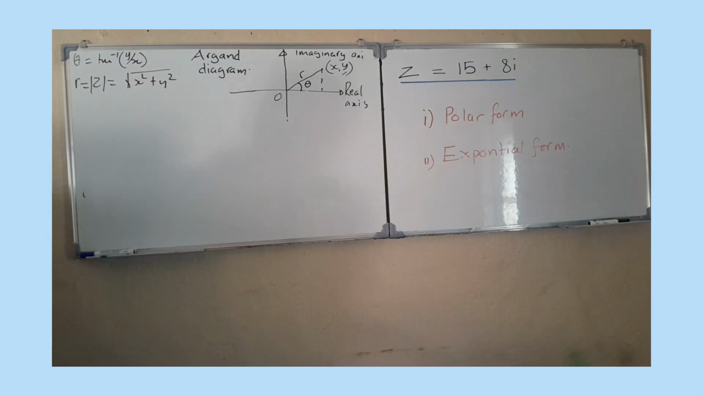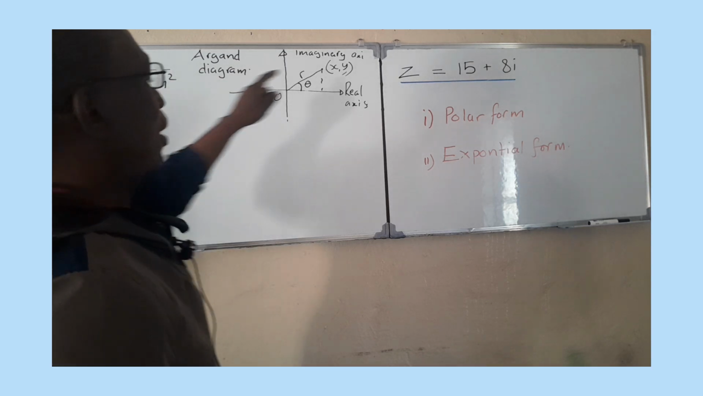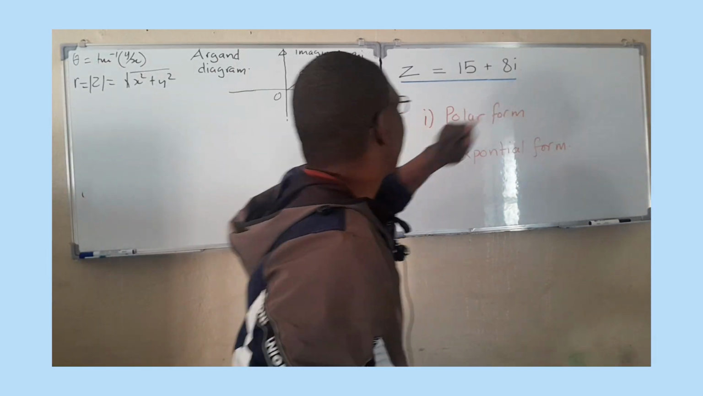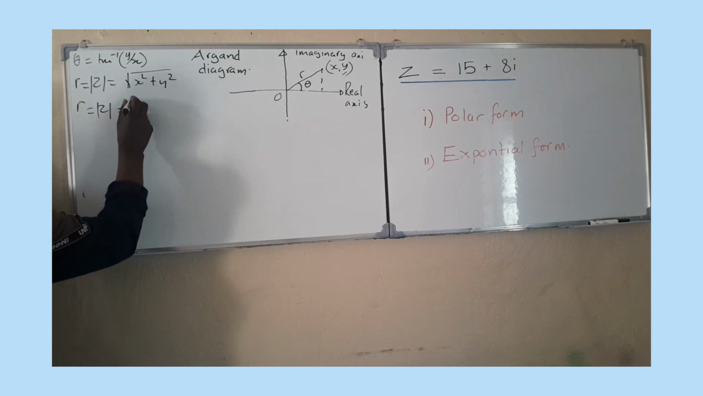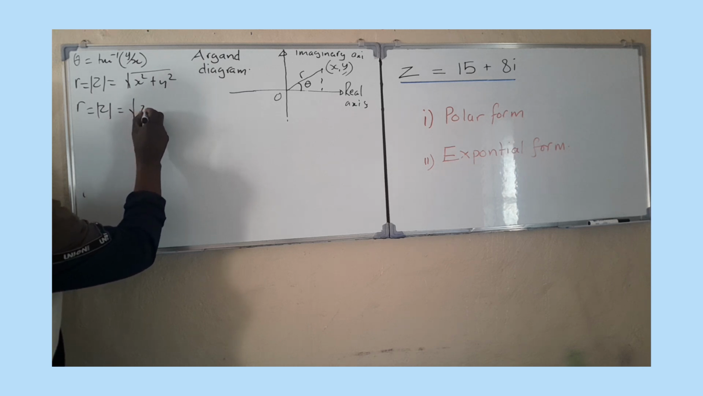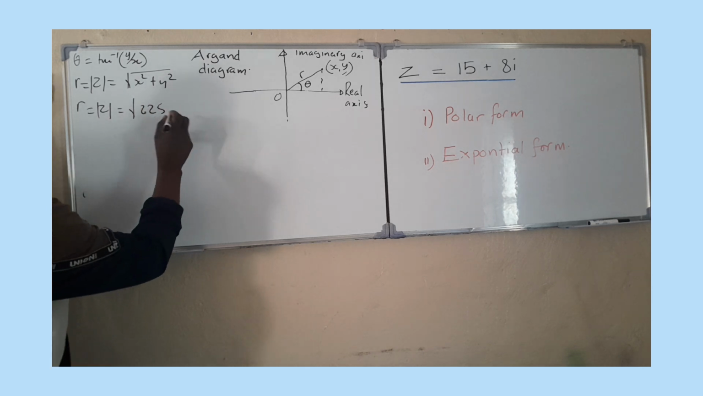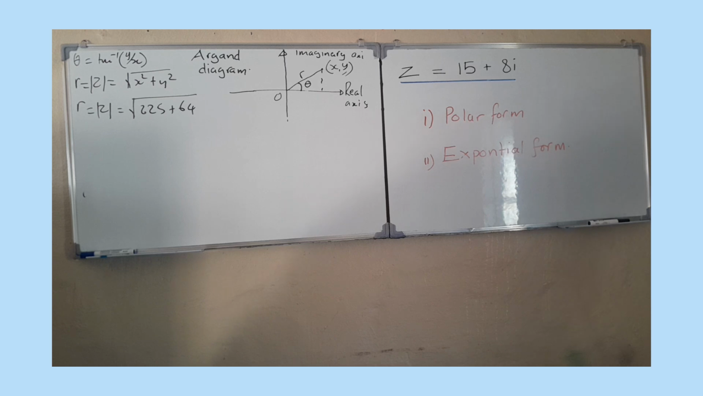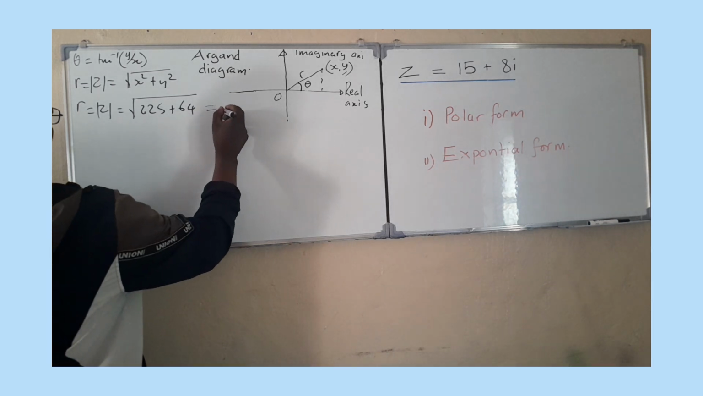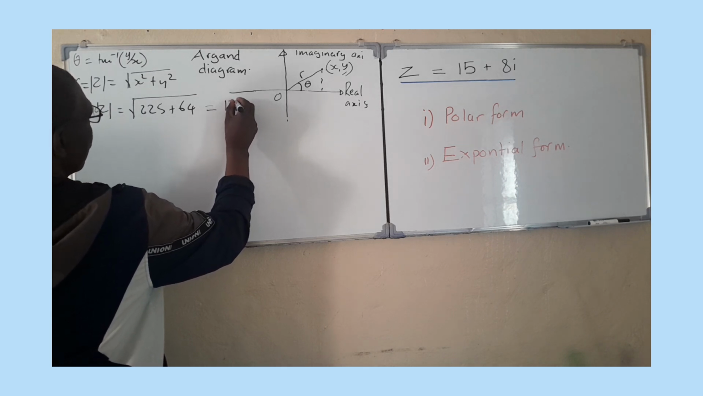All right, so what do we do now? What is our x? Our x is 15. What is our y? Our y is 8. So therefore, r, which is our modulus of z, is equal to the root of 15 squared, which is 225, and the square of 8 is 64, all under the square root sign. Let's quickly punch in the numbers: 225 plus 64 gives me 289, and the square root of 289 gives me 17. So I'm getting the modulus of z is equal to 17.